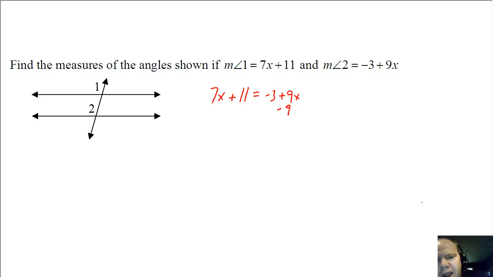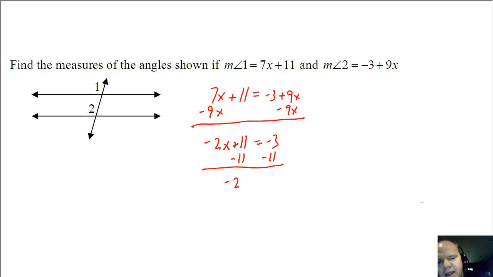I'm going to start by subtracting 9x from both sides. If I do that, I have negative 2x plus 11 is equal to negative 3. Now I've got to get my constants together, so I'm going to subtract 11 from both sides. And then I'm left with negative 2x is equal to negative 14. And then remember, when we divide, we want to divide by that negative 2, not just 2. And if I do that, x is equal to 7.